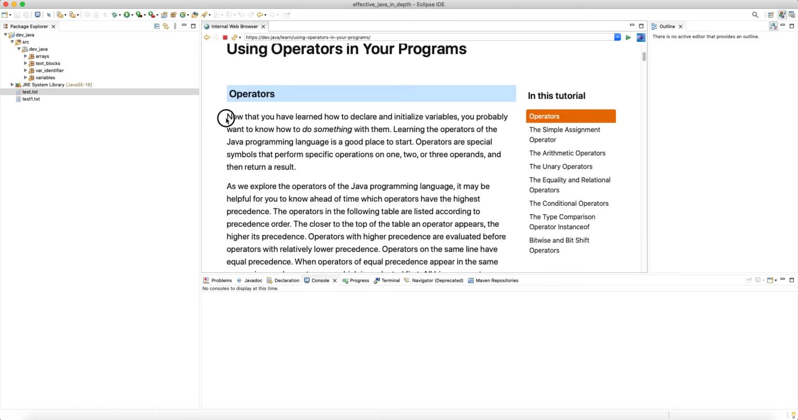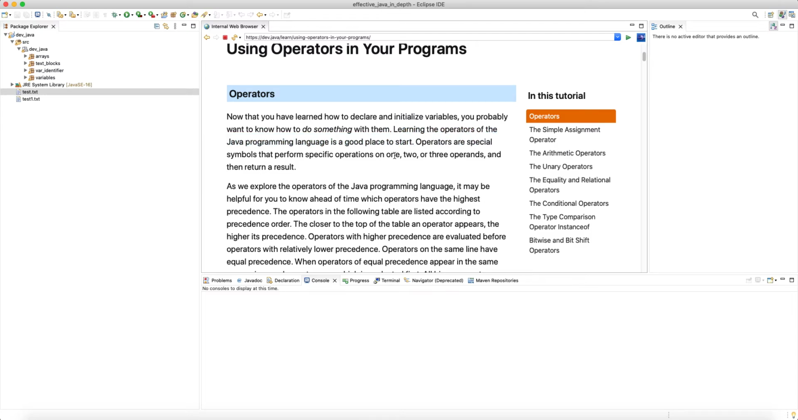So operators. Now that you have learned how to declare and initialize variables, you probably want to know how to do something with them. Usually if you define a primitive numeric type, you want to do some sort of mathematical operations, and Java, just like any other programming language, supports the basic and familiar operations like addition, subtraction, multiplication, division, and then it has the modulus operator, for example. So learning the operators of the Java programming language is a good place to start.